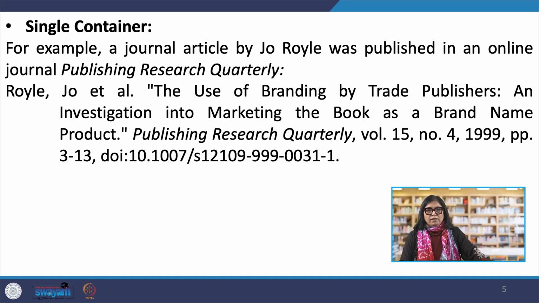The Use of Branding: The Trade Publishers and Investigation into Marketing the Book as a Brand Name Product, and then the name of the container, that is in italics, then comma, then volume, VOL dot, volume number, then comma again, number, NO dot, whatever the number, 456, comma, then year of publication, 199 something, and then page, PP dot, and then whatever the page number with a dash, and DOI you can mention if it is a DOI publication.